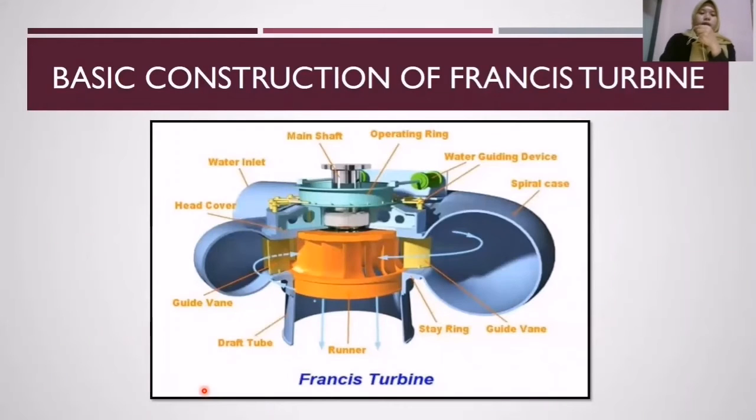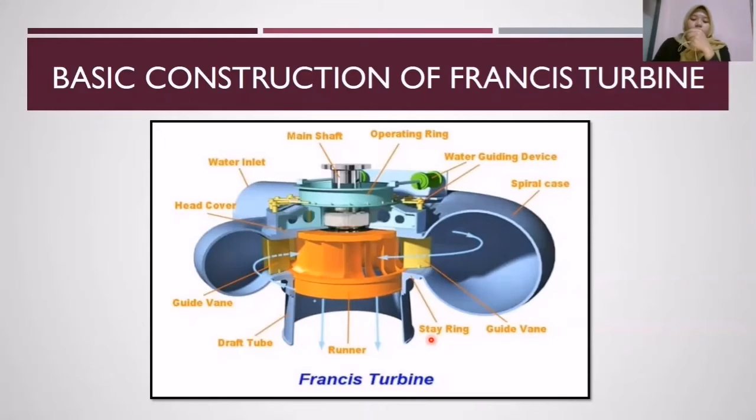Okay, this is the basic construction of Francis turbine. It consists of spiral case, water guiding device, operating ring, main shaft, water inlet, head cover, guide vane, draft tube, runner, and steering.